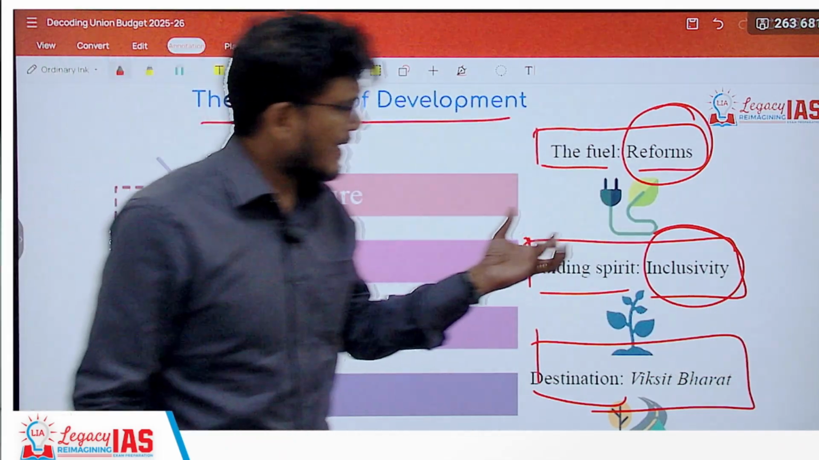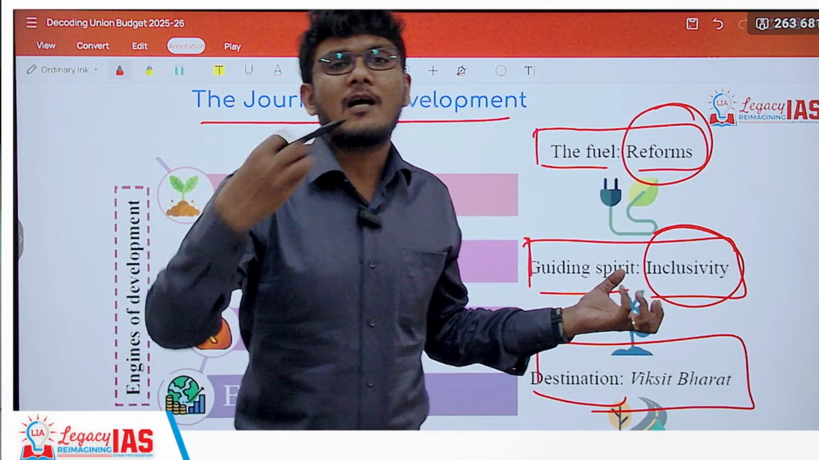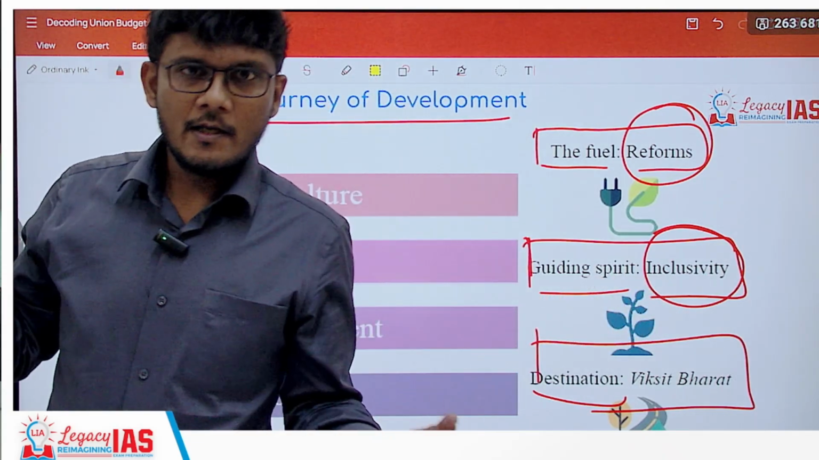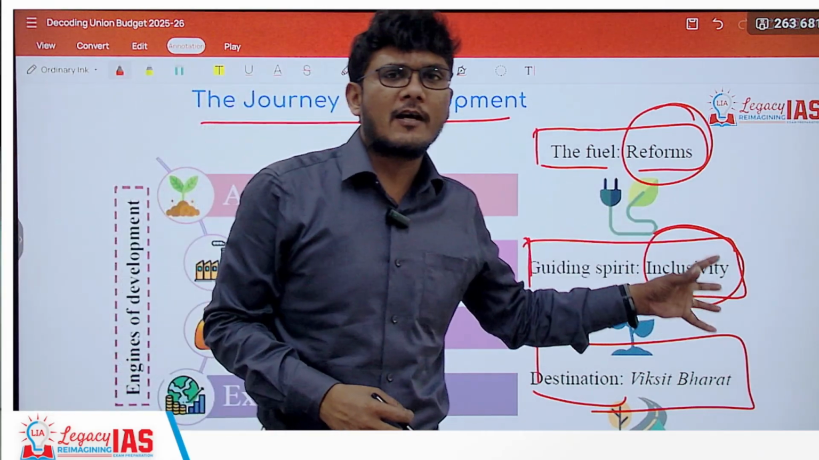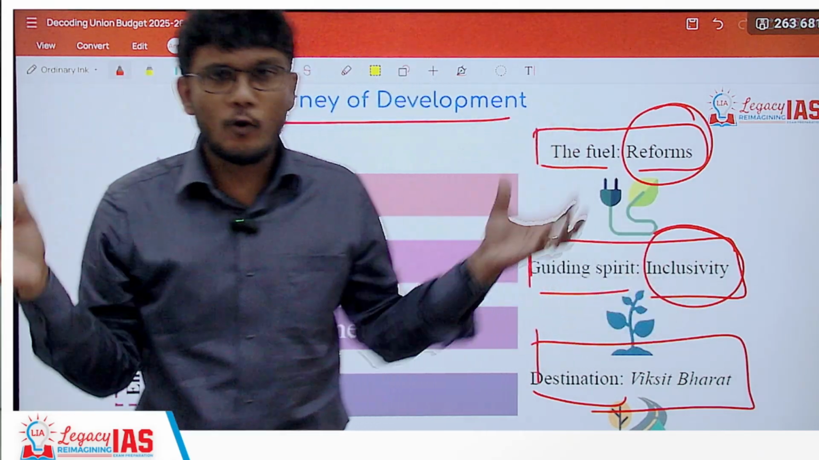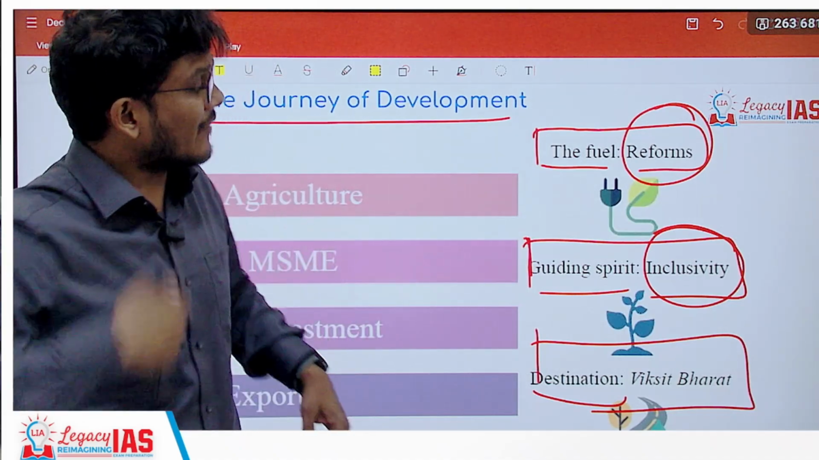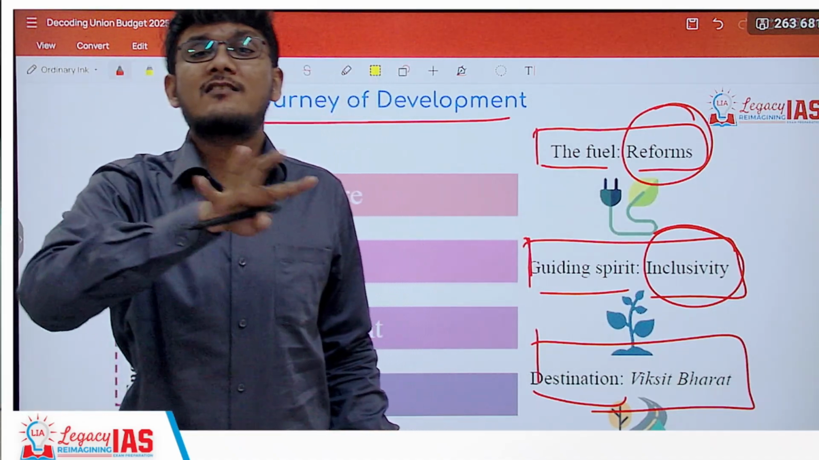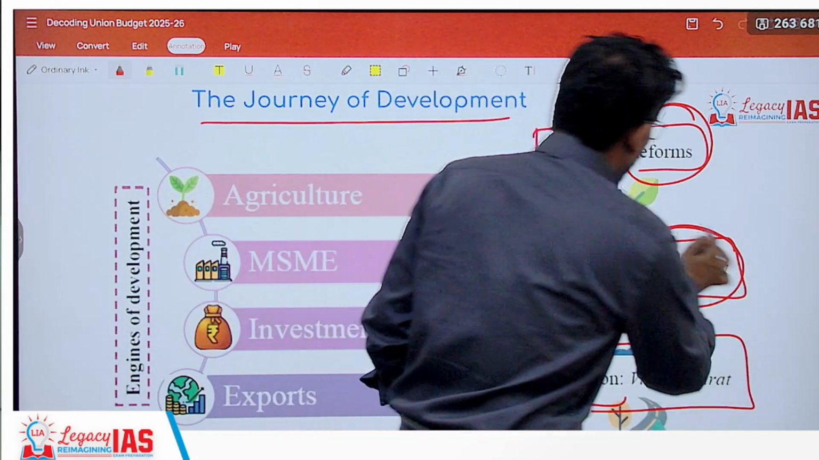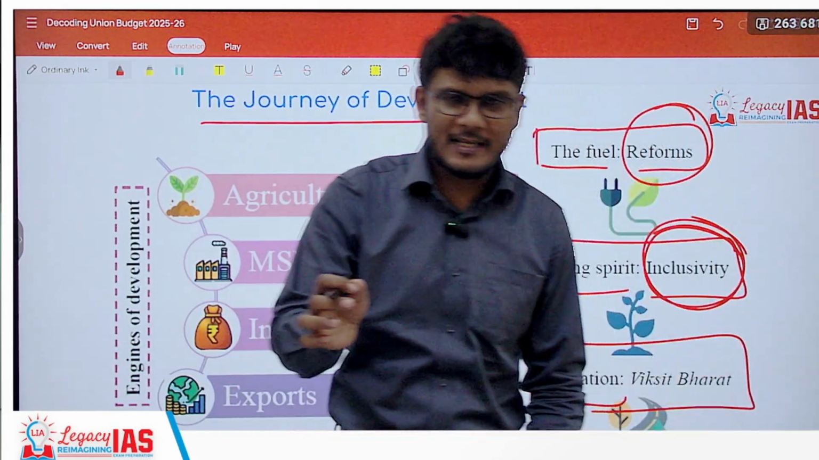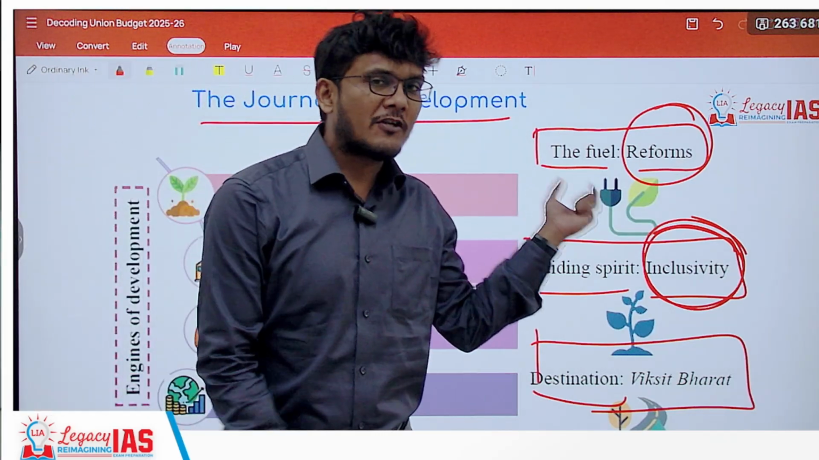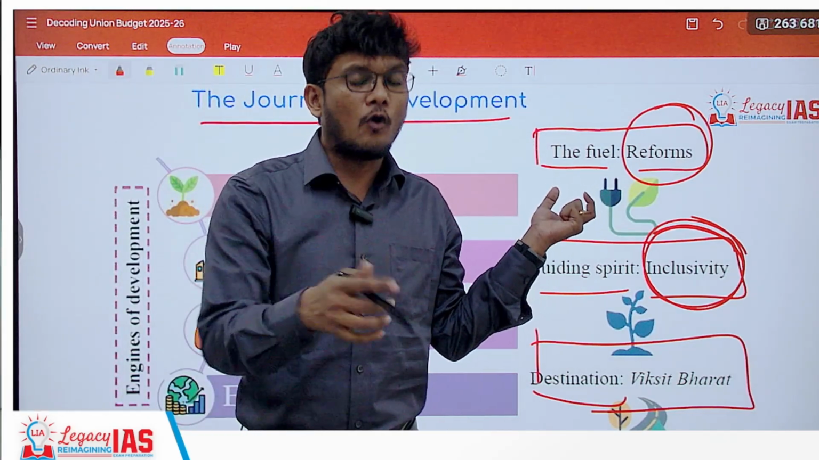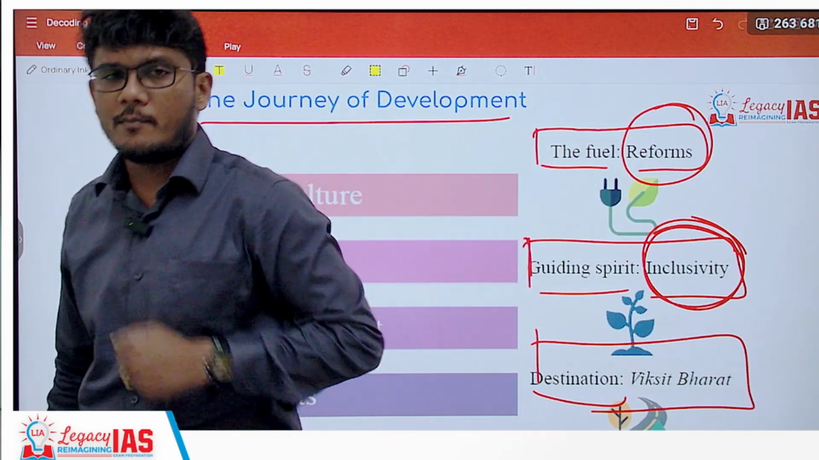Even in 2015 they started with Sabka Saath Sabka Vikas. Then it went on to Sabka Vishwas, which also means trust. Sabka Saath means support of everyone, Sabka Vikas means development of everyone. Sabka means everyone. So the concept of inclusivity has always been there, and this budget also talks about it. So much so that the 2024 question was also on inclusive growth. What do you mean by inclusive growth? How can it be achieved?